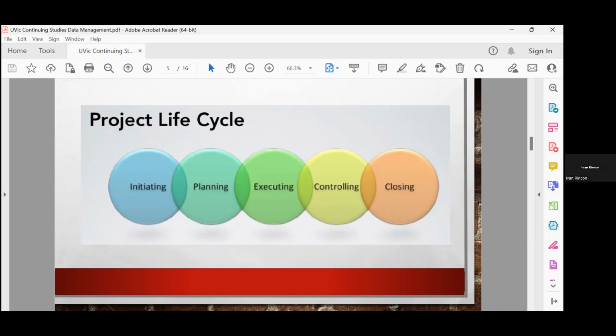This is a little bit misleading, so I'm just going to show you the next graphic in a second, because this is not linear in nature. And again, you will see in a second why, right? Just for now, think that what you're executing has to be controlled. And then, because this is temporary, at some point, you close the project.